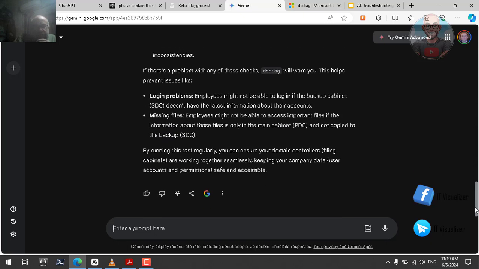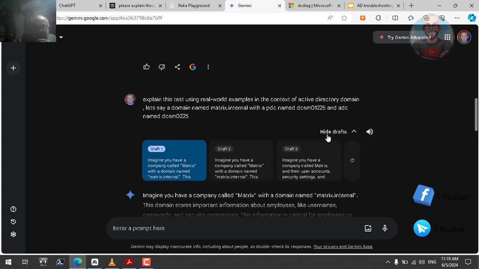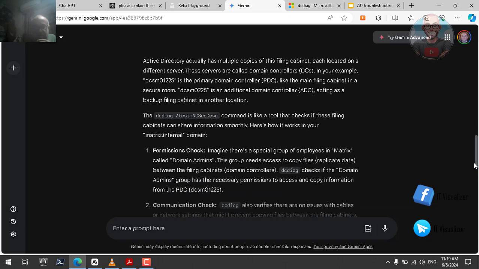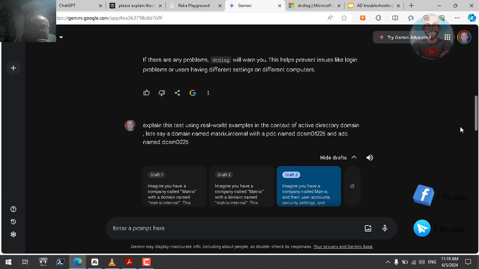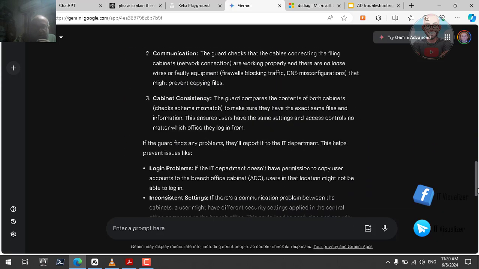Not that good. Even though it has three variants of this answer, still the least one of them. I don't think so. No, the same. I don't like the answer at all.